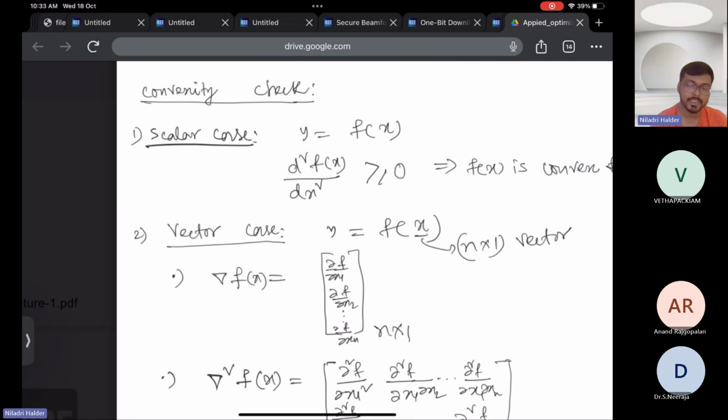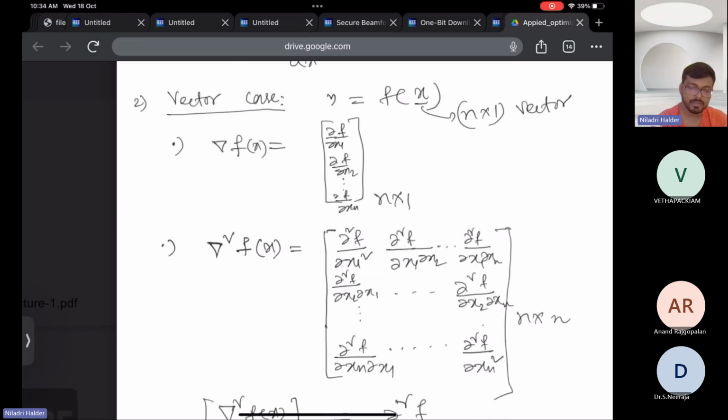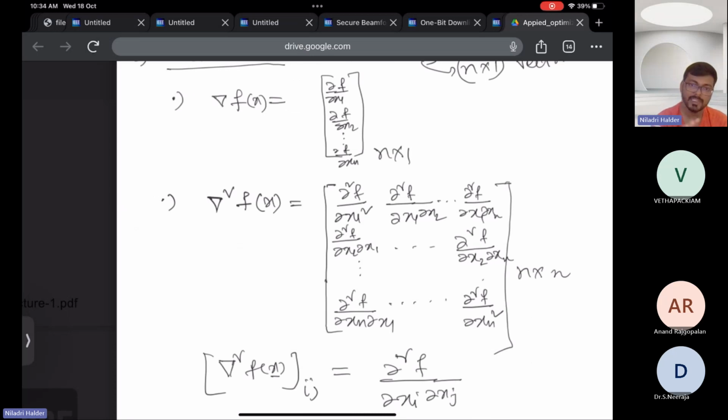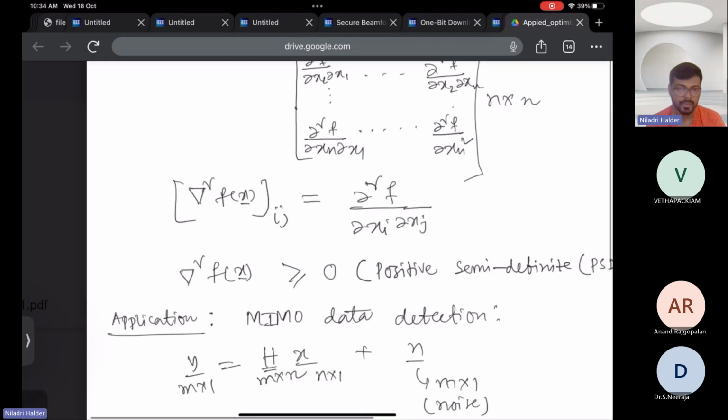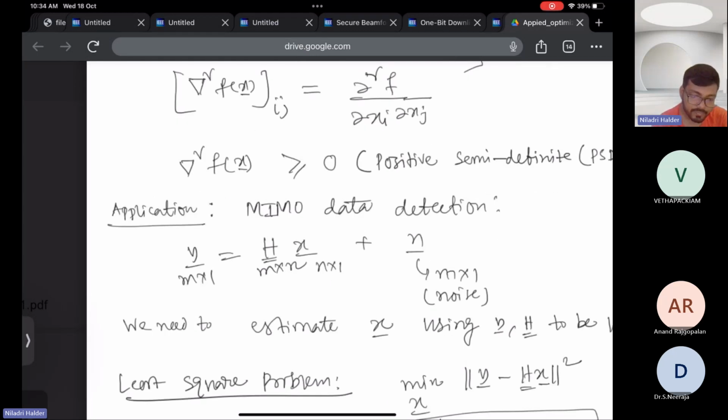For the scalar case, we need to find the double derivative, and that should be greater than or equal to 0 for the function f(x) to be a convex function. And for the vector case, we need to find the gradient and then the Hessian of that function. So that means the double derivative for the scalar case. If the Hessian is positive semi-definite, then we can say that this function f(x) is a convex function, where x is a vector. For the vector case, this is the definition.